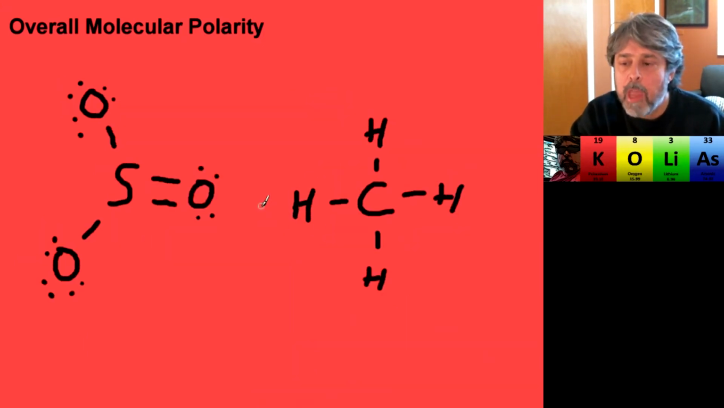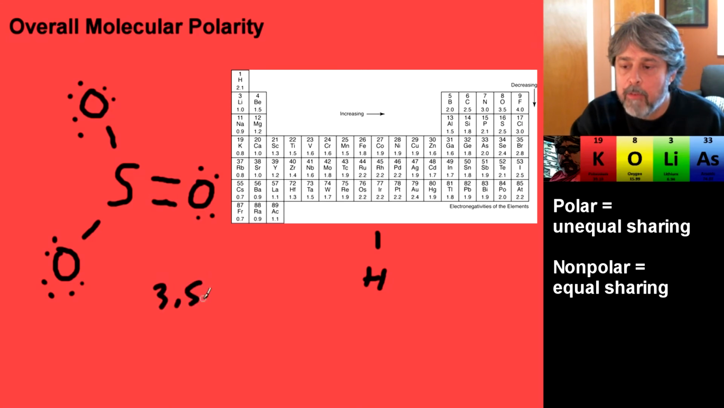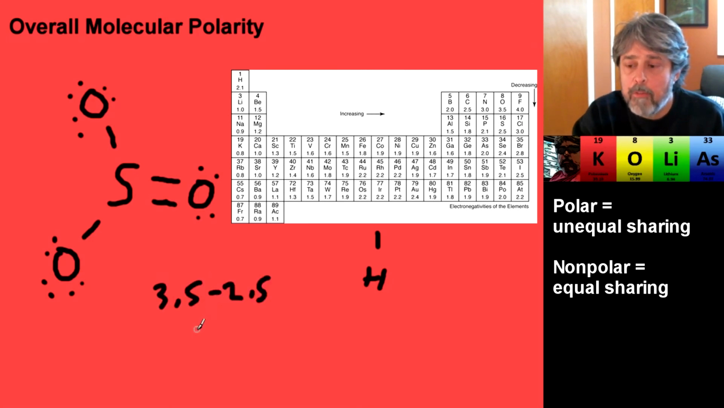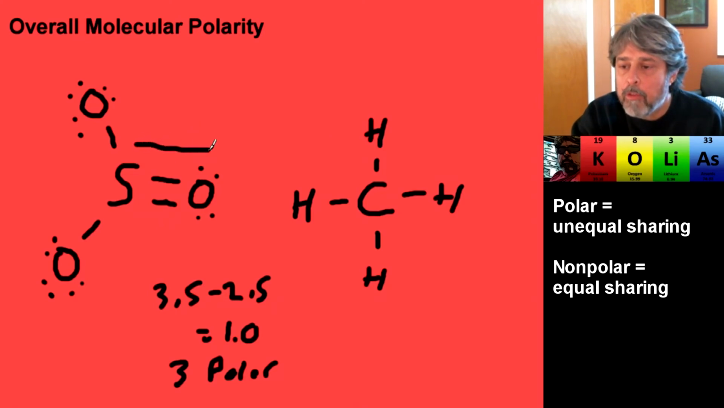Let's take a look at these two examples here. Here we have SO3, and here we have CH4. In this case, we have S-O bonds, which are polar because it would be 3.5 minus 2.5, which equals 1. So we have 3 polar bonds here. 1, 2, 3. Don't count this as 2. 1, 2, 3. So let's look at the overall geometry. They're moving towards the O's. There we go. All moving out.